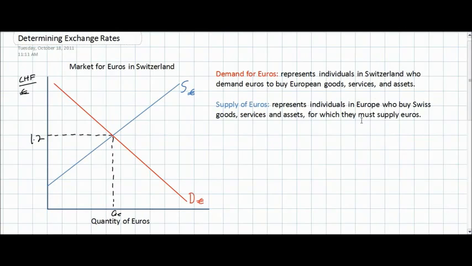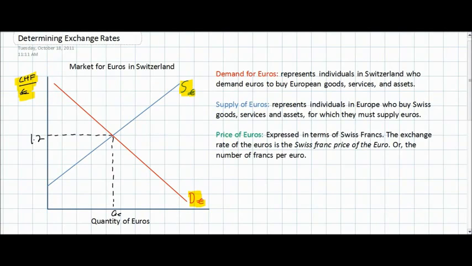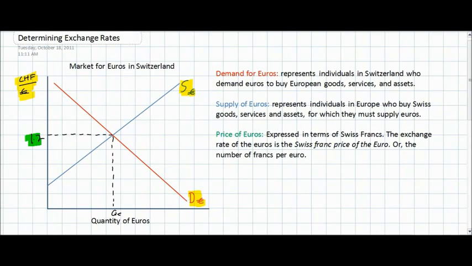Next, let's look at some of the labels on our foreign exchange diagram for euros in Switzerland. The price of a currency is known as the exchange rate, or in this case, the price of euros is always expressed in terms of the number of Swiss francs per euro. Therefore, on our vertical axis, we put CHF, which is the abbreviation for Swiss francs, over euros. In this case, we see that 1 euro costs 1 franc and 20 cents to a Swiss household who wishes to buy a good, service, or asset from a European country. Therefore, the exchange rate of francs per euro is 1.2. As we can see in the current market for euros in Switzerland, there is an exchange rate of 1.2 francs per euro. What could cause this exchange rate to change?